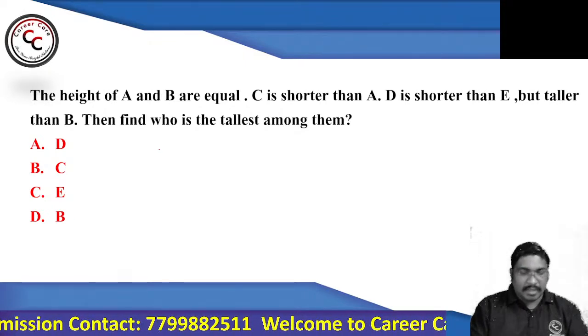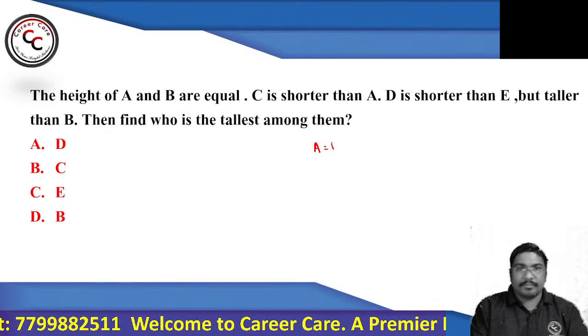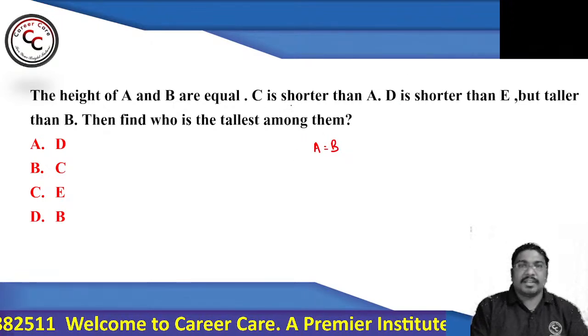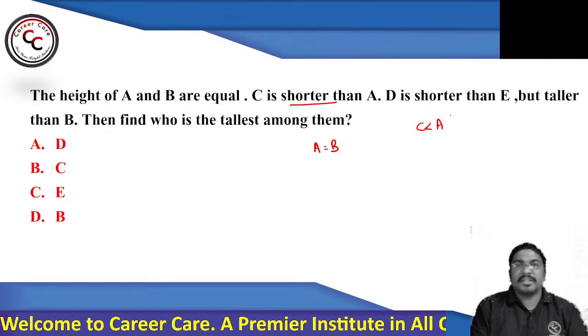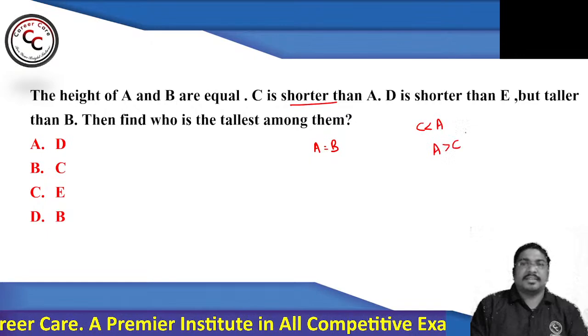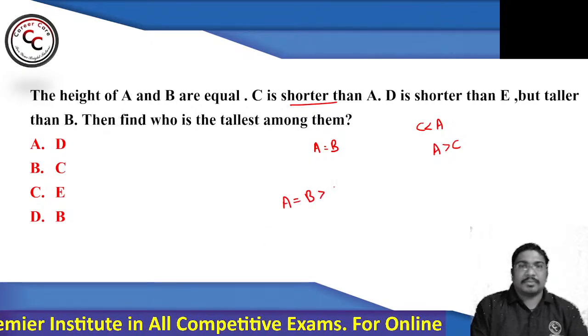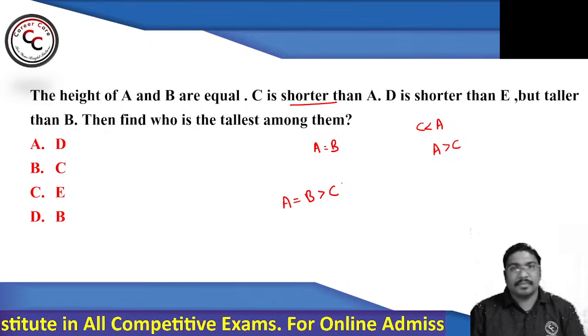Okay. See, the height of A and B is equal. A equals B. C is shorter than A. C shorter means less than. So you can arrange in increasing order or decreasing order. That means A is greater than C. Simple. So as A and B both are equal, B is greater than C.